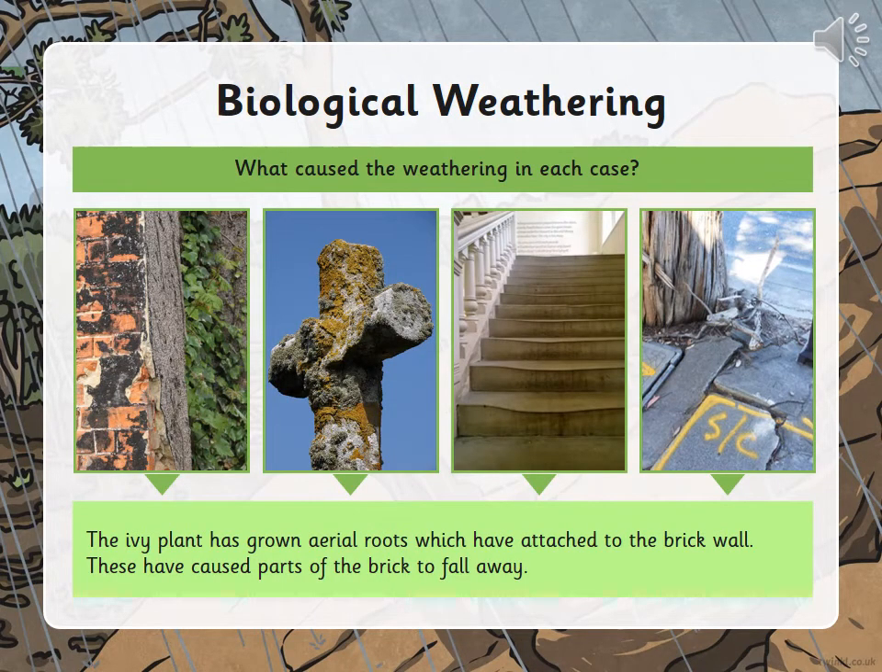Next we have biological weathering. What could cause the weathering in each of these photos? First, the ivy plants have grown aerial roots which have attached to the brick wall. They have caused parts of the brick to fall away.